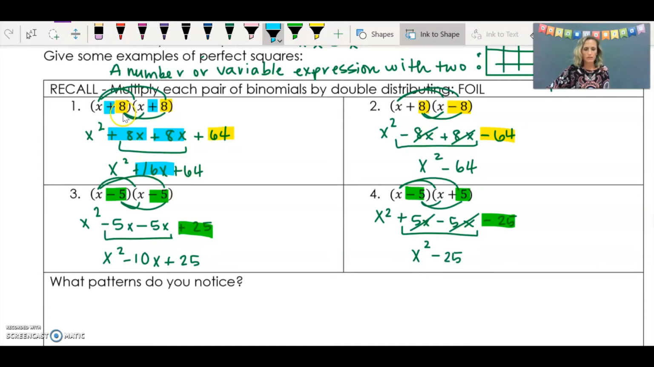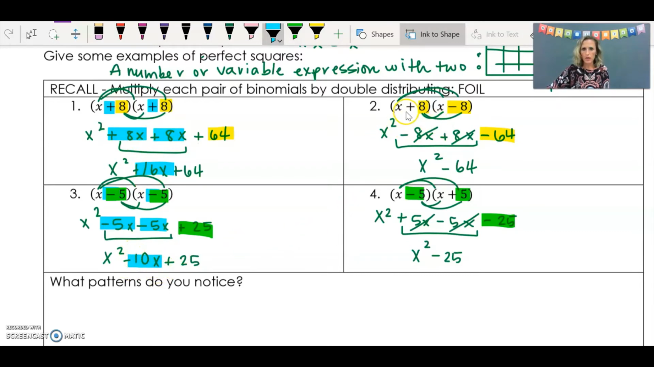So I had 8 in the parentheses, and I had 16x for my linear term. And then here, in this one, I had a negative and a negative. That gave me negative 5x and negative 5x, which combined to give me negative 10x, or double what was in the parentheses originally. And so if we have the same sign in here, we end up with a positive perfect square constant, and we end up with two matching middle terms that combine together.